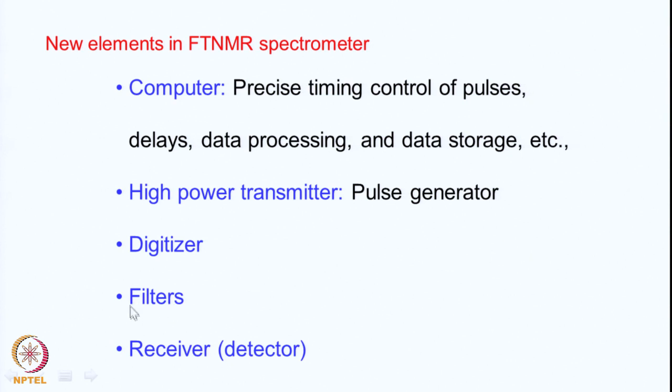The filters are required to remove unwanted frequencies. We already mentioned that when you have the excitation in the sinc pulse, we take the selective central RF excitation going like this, and we had a small portion, if you remember here, that we filter out, and that requires filters. And then you have the receiver. The receiver collects the signal, and it is also called the detector. And to this we also apply the main RF to be in the rotating frame.